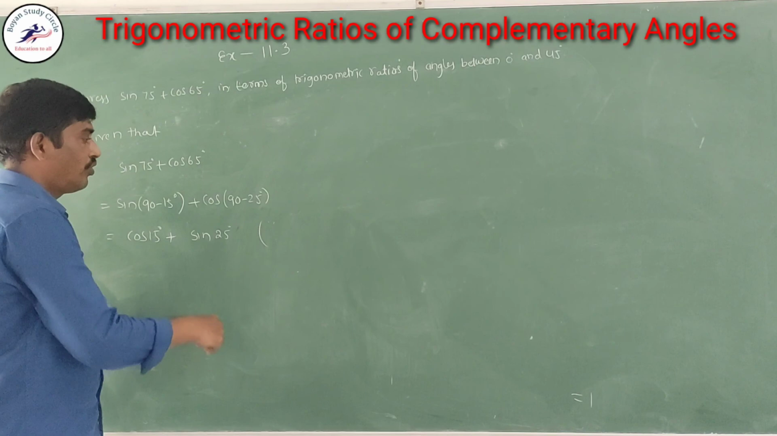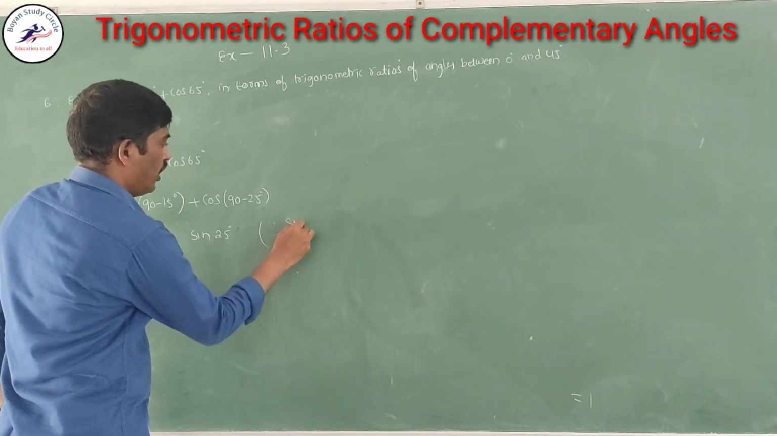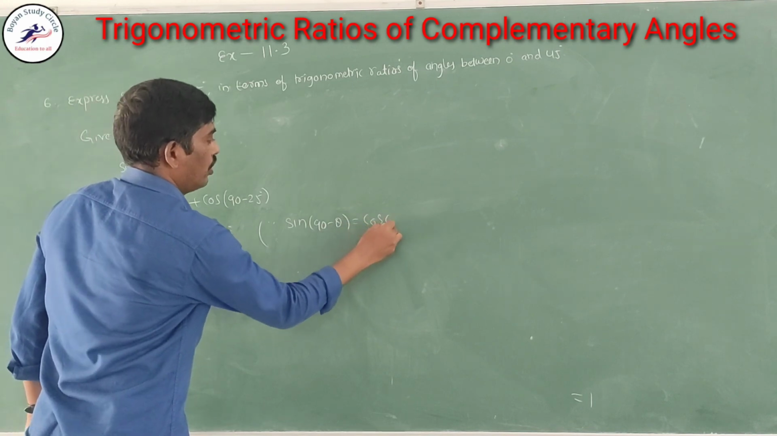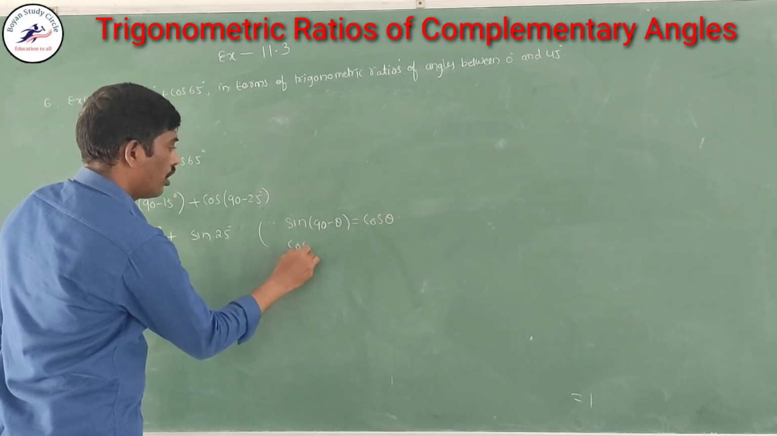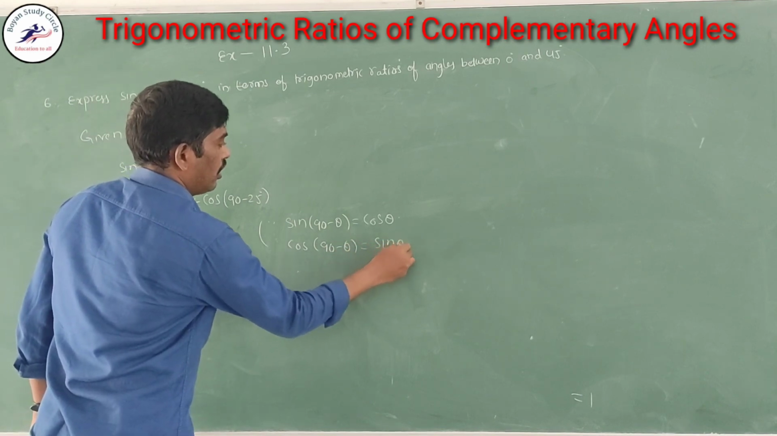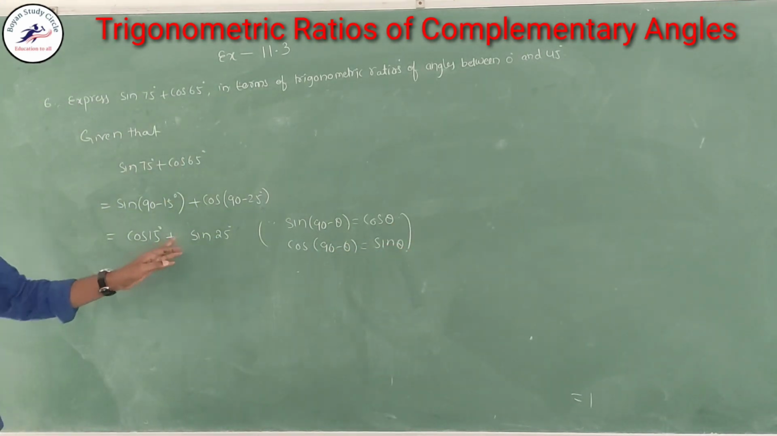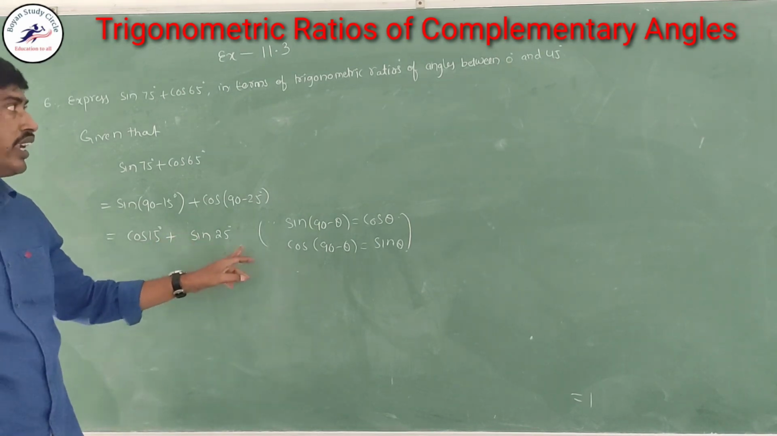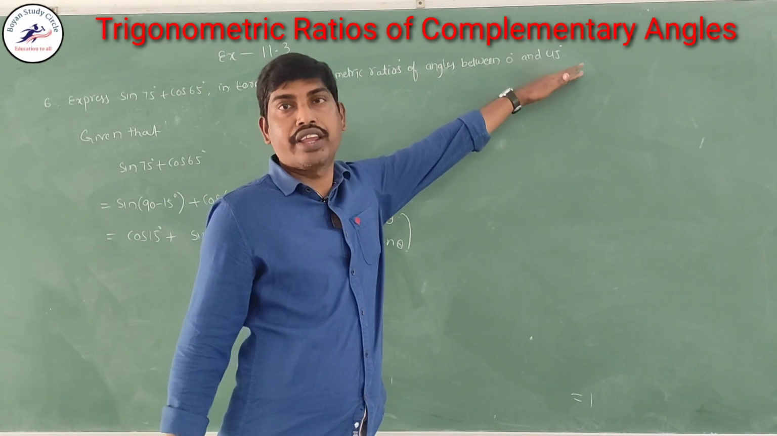Since we know the complementary angle formulas, sin of 90 minus theta is equal to cos theta, and cos of 90 minus theta is equal to sin theta. So see here, these two angles, this is 15 degrees, this is 25 degrees. These two angles are between 0 and 45.